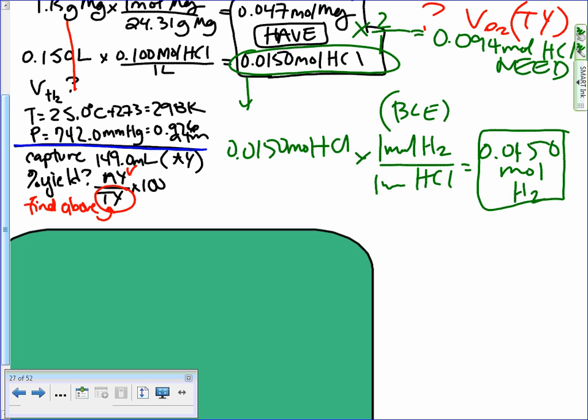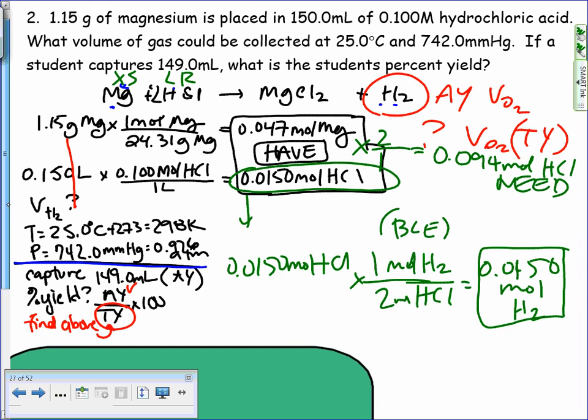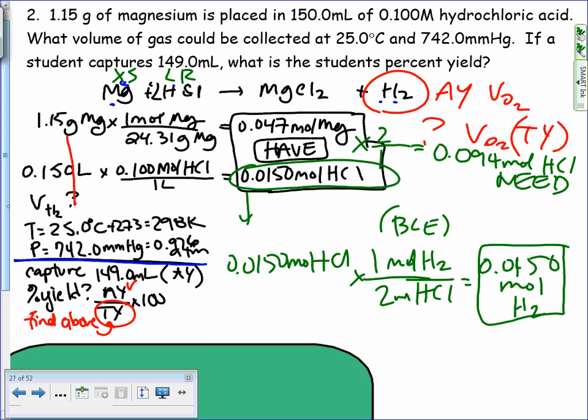2? Is it 2? No, HCl. My bad. So double check the ratio. My BCE is up high. You have yours in front of you. 1 mole of hydrogen gas to 2 moles of hydrochloric acid. Yeah, 2 to 1. Okay.